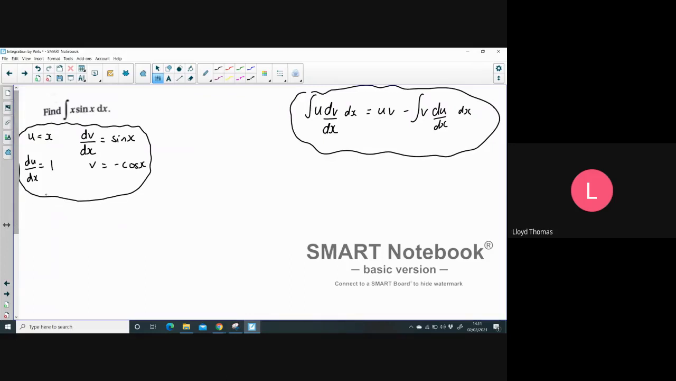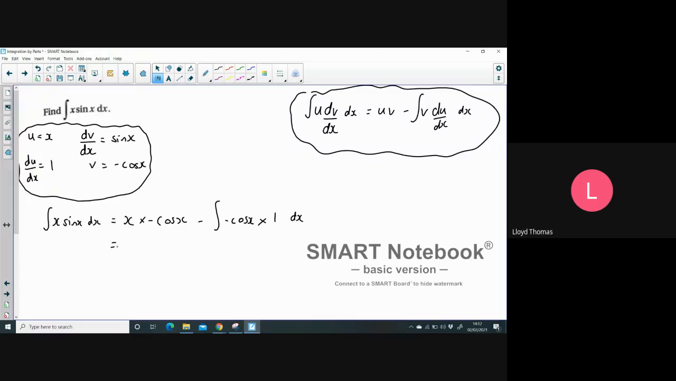So let's go into this question now. We have the integral of x sine x dx is equal to uv. So u is x, v is minus cos x, so we're going to times that by minus cos x. Take away the integral of v du by dx. So v is minus cos x, du by dx is 1, dx.